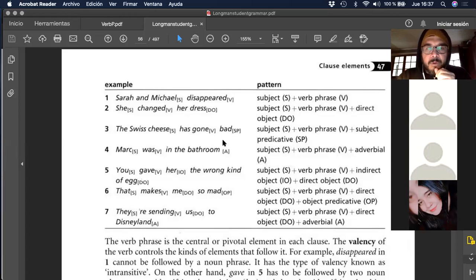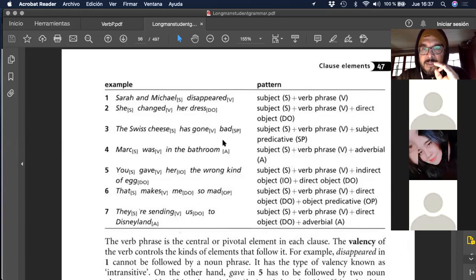Example number 1, Sarah and Michael disappeared. Sarah and Michael disappeared. Lo que vemos en ese lugar es que hay un doer of the action y an action, ¿cierto? Entonces está Sarah and Michael, que son los que hacen la acción, y disappeared, que es la acción. Entonces, ese valency pattern es subject más verb phrase, verb.